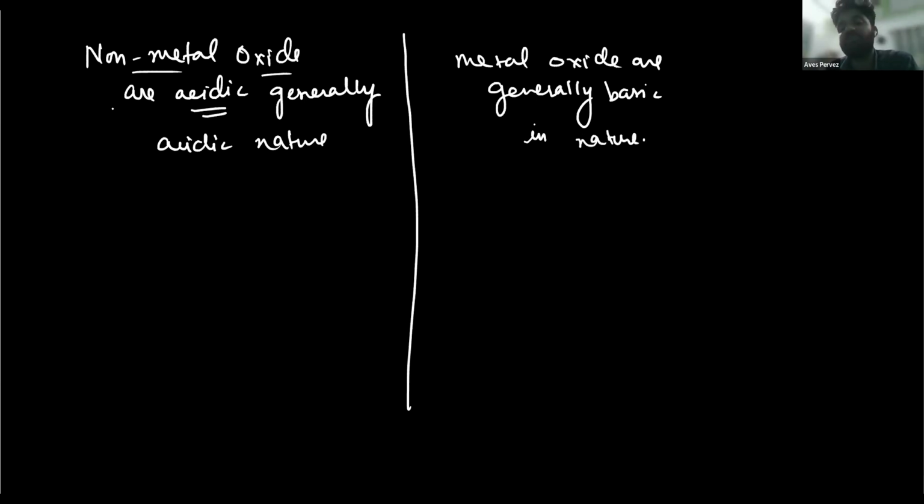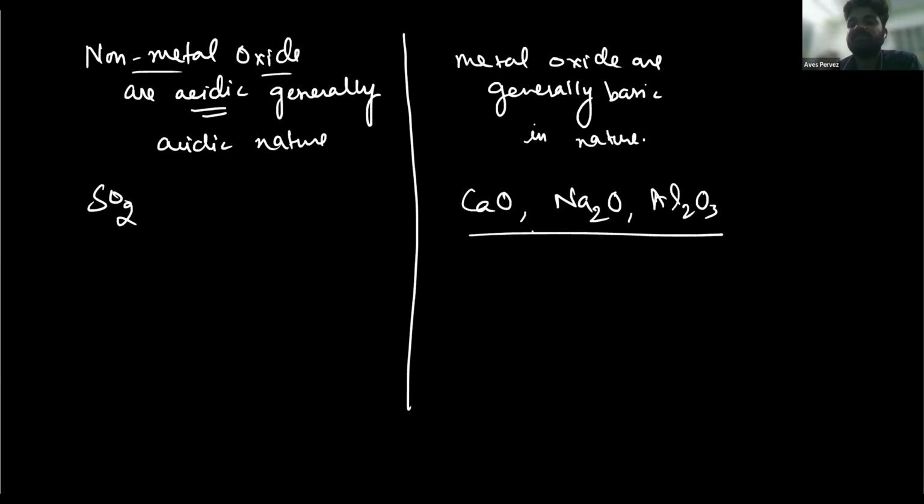So if I ask you a simple question: sulfur dioxide is acidic in nature. If I have metal oxides, like calcium oxide, sodium oxide, aluminium oxide, they are all acidic in nature. Sorry, basic in nature. They are basic in nature. Like carbon dioxide, which is acidic in nature, so opposite of them.